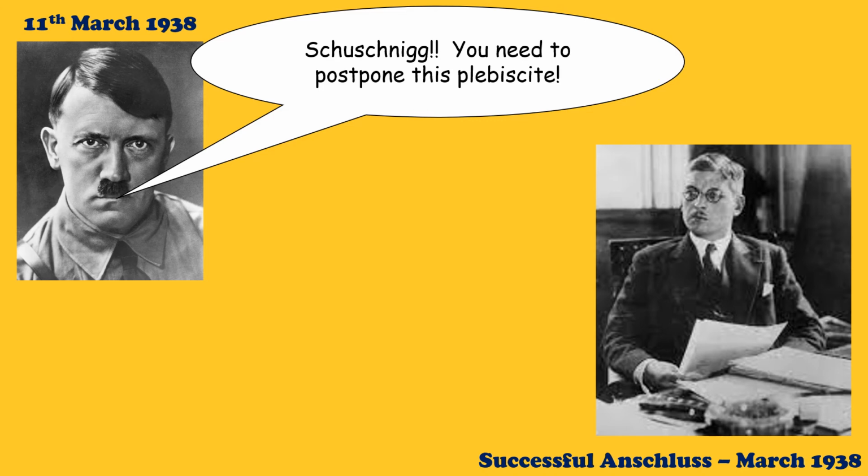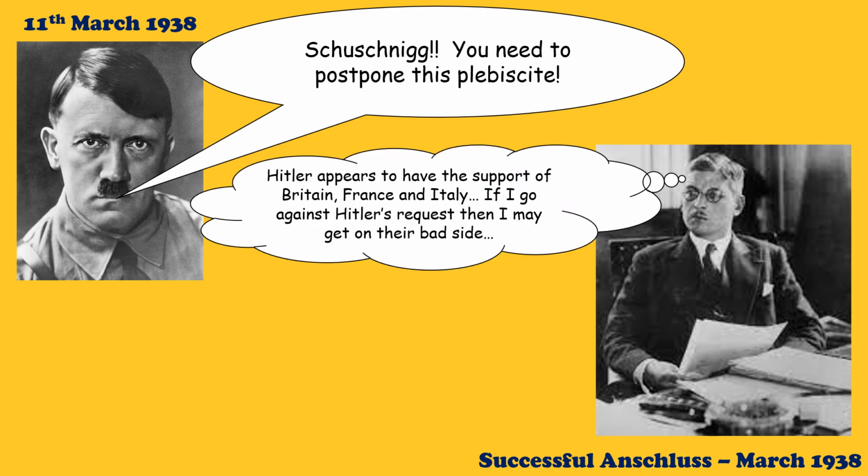Schuschnigg is in a tight position here. He can either say, nope, I'm not postponing this plebiscite, because I know that the Austrian people aren't necessarily going to vote the way you want them to. But Schuschnigg also knows that Hitler, even in March 1938, 18 months before World War II breaks out, appears to have the support of Britain. France, probably less so, but nonetheless there is an element of support there. And Italy. Remember, don't underestimate the power of Italy at this time.